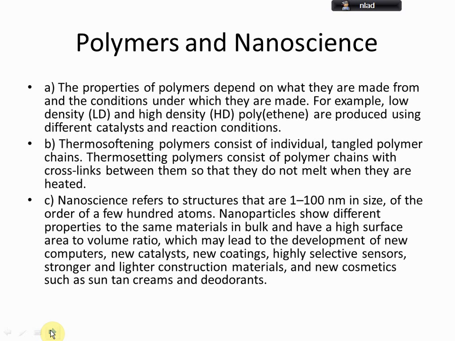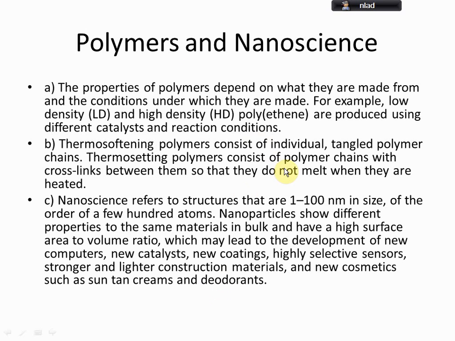The properties of polymers depend upon what actually they're made up from, and also the conditions from which they're made. So low density and high density polyethylene are produced using different catalysts and different reactions. So the key point to get out of this is that different conditions and the monomers that we're using in the first place will actually affect the properties of the polymer. So what a polymer is made up from affects its properties, and the conditions used to make the polymer affects its properties.